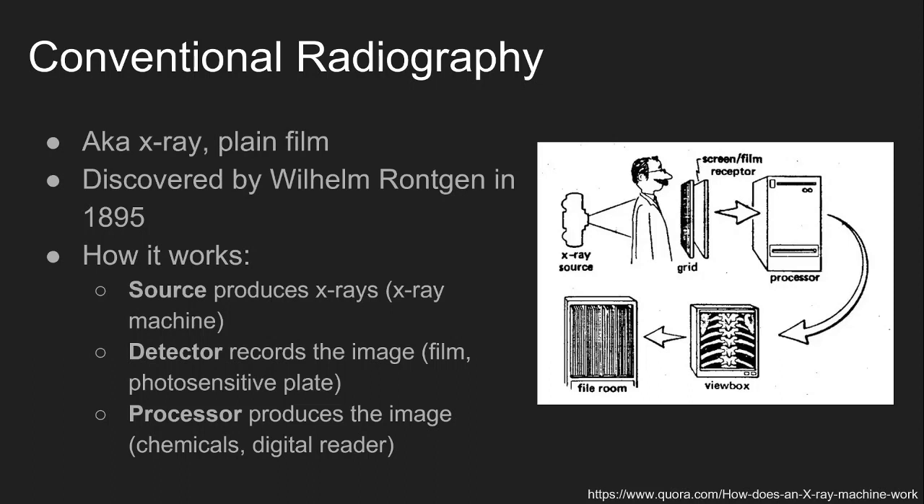An X-ray machine requires three main components. First, a source, the X-ray machine, will produce the X-ray. A detector then records the image. We used to use film as the detector, but now we typically use a photosensitive plate. Finally, a processor produces the image. Originally, chemicals were used to process the film, and hard copies of the radiographs were stored in file rooms. Now we use digital readers to process images from the photosensitive plate and store the images on computer systems like PACS, which stands for Picture Archiving, Communications, and Storage.